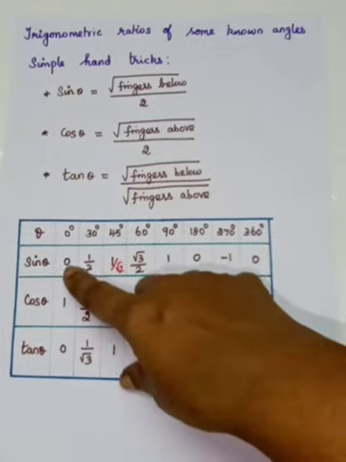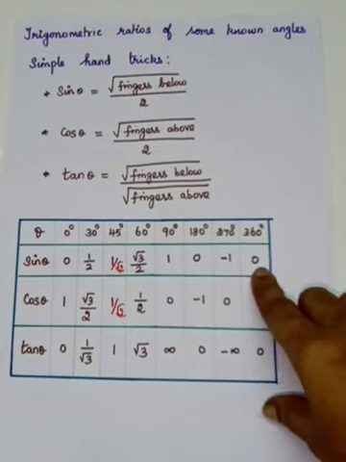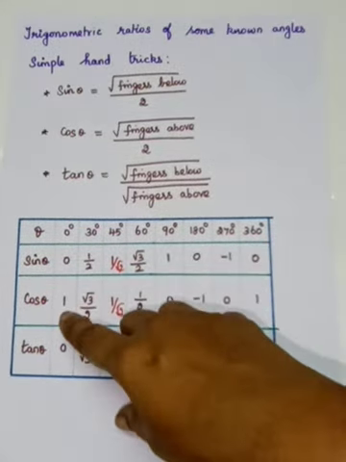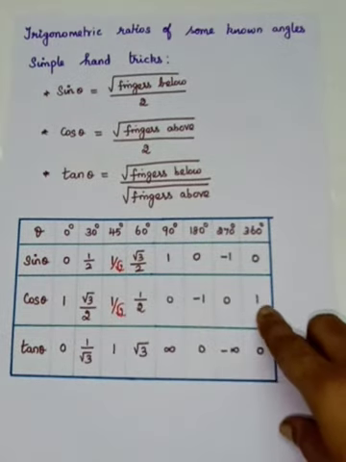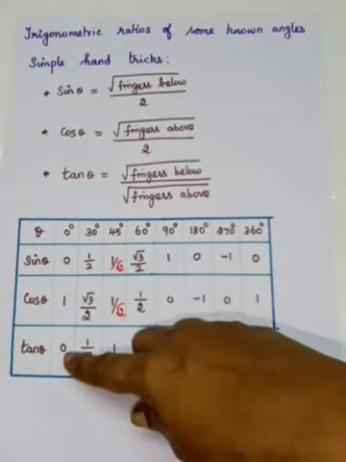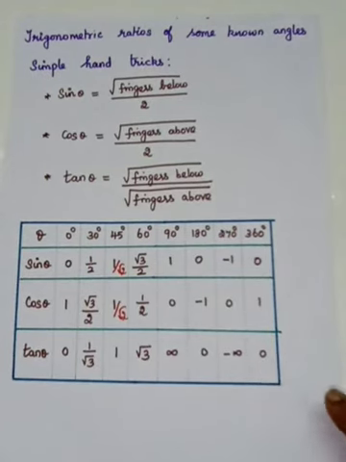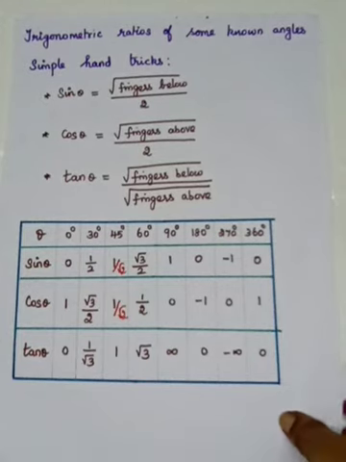And see that 0 degree and 360 degree are same. Sin 0 is 0 means sin 360 degree also 0. Cos 0 is 1 means cos 360 degree is 1. Tan 0 is 0 means tan 360 degree is 0. You need not memorize the values. You can use the tricks to remember the values. Okay. So come to the next one.